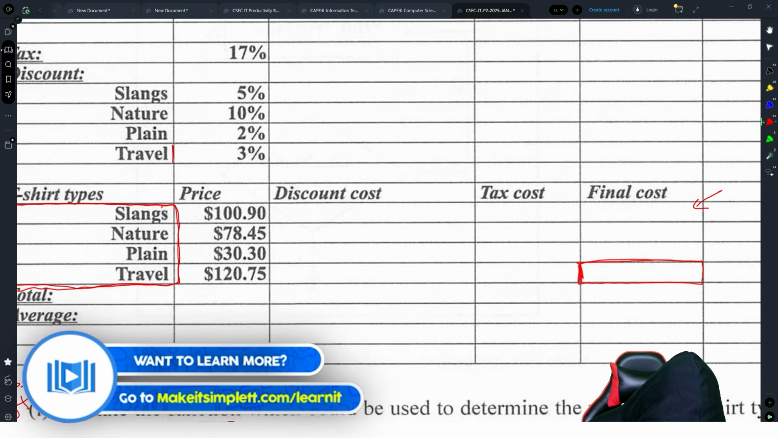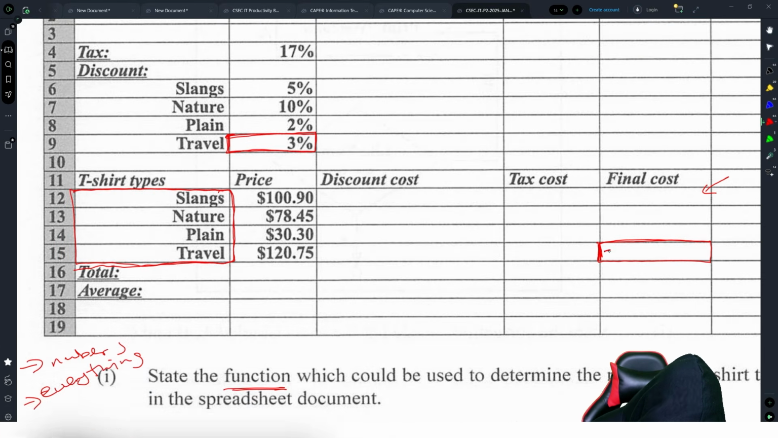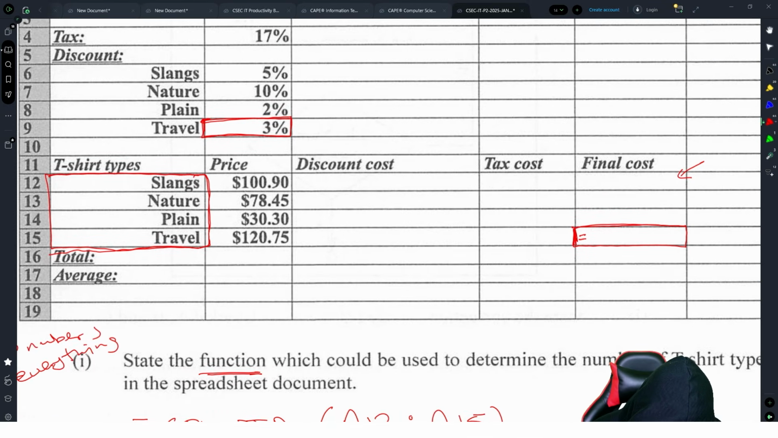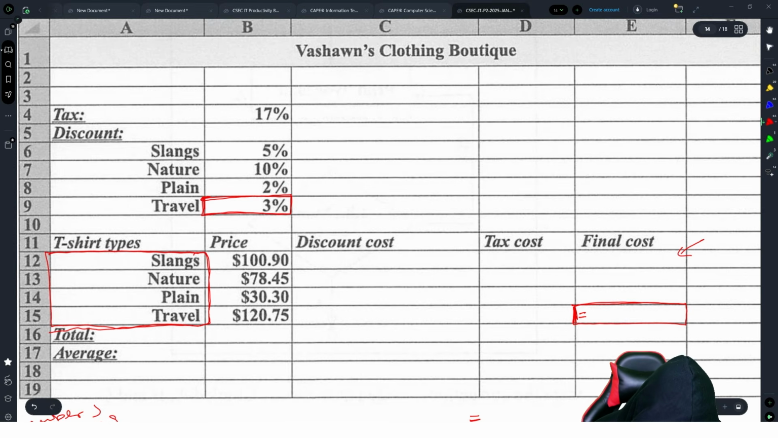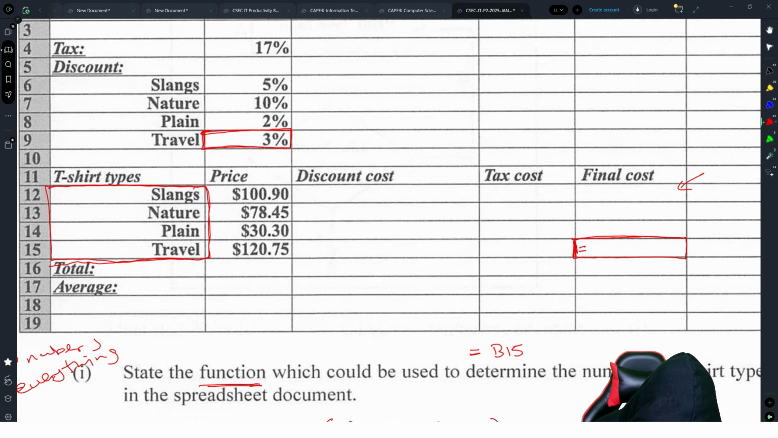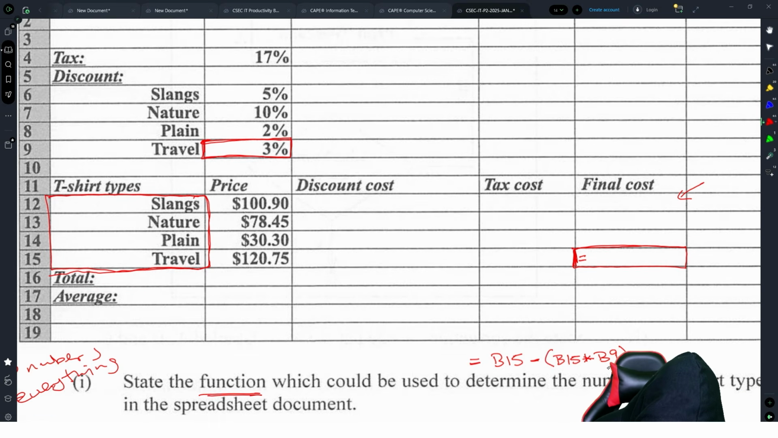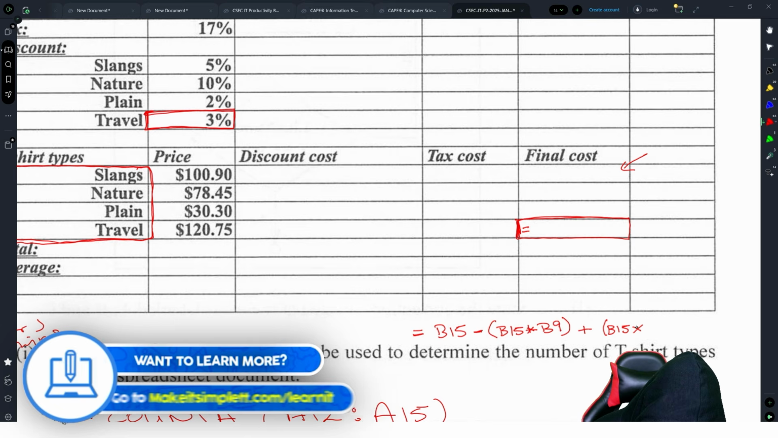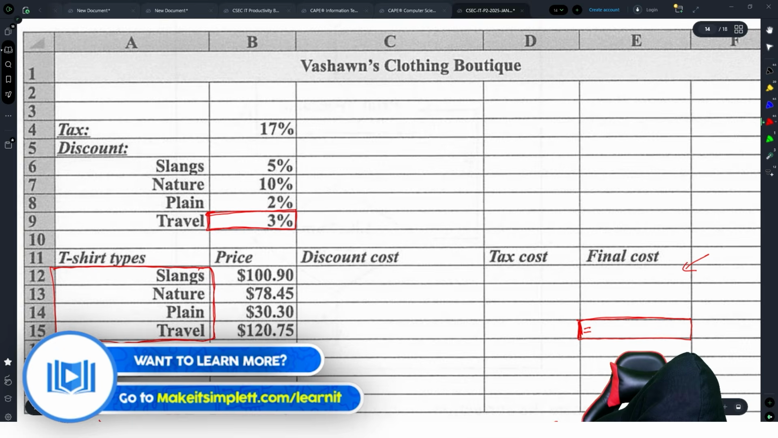Travel tax is up here, so we'll say equal sign, and I'm going to just write it here, so I don't have to scroll down too far, because I don't have space. So we basically want to say equal sign, the travel number, which is B15. We have to take that 15, give them the discounts, B15 minus B15 multiplied by 3%, which is B9. And then we gotta add the tax now, which is same B15 multiplied by the tax, which is in B4.